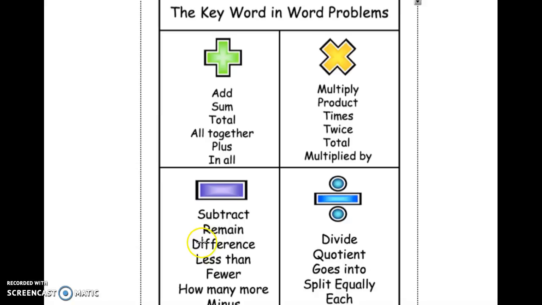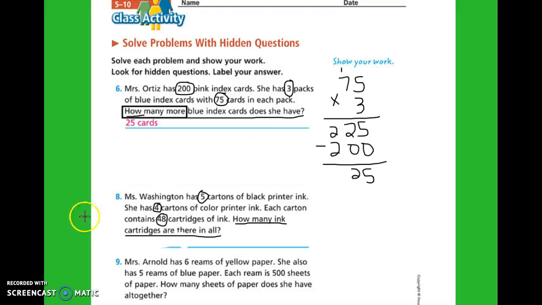I see that it says how many are there in all, right? So in this case, I'm going to have to add. It says how many are there in all. So I know ultimately I'm going to have to add. And another keyword is it says that each carton contains 48. I always think of each as also one of those multiplying words. So I'm going to use that.